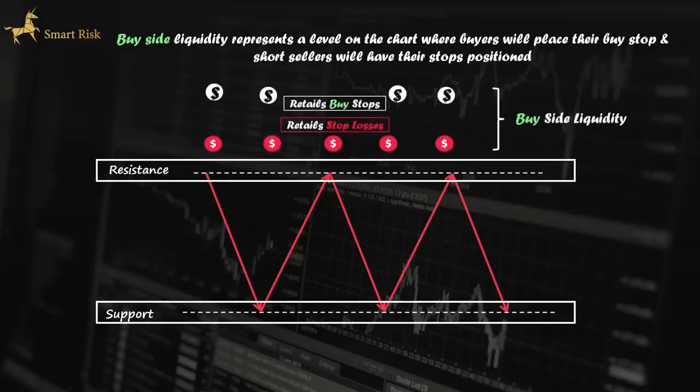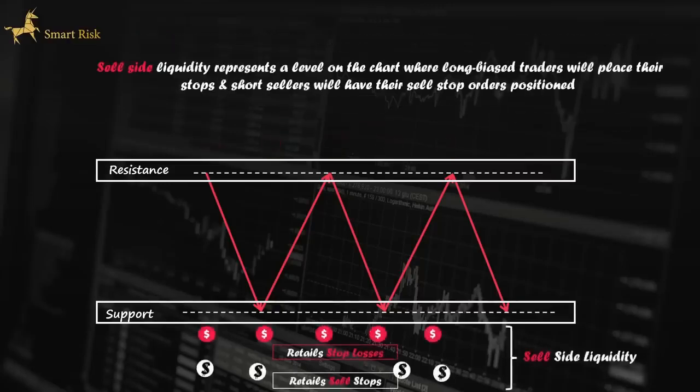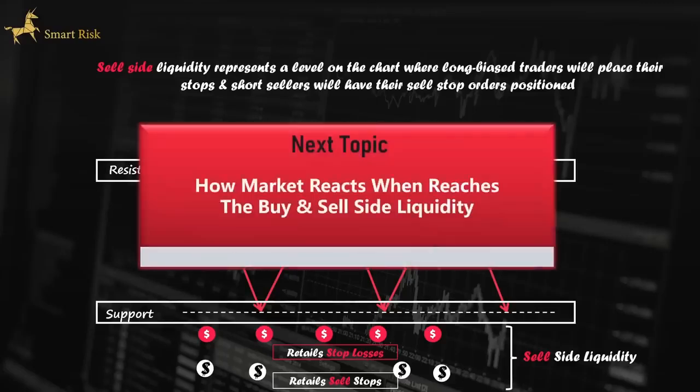Buy-side liquidity represents a level on the chart where buyers will place their buy stop and short sellers will have their stops positioned. And it is going to be on the buy side of the chart. And the sell-side liquidity is just the opposite. It represents a level on the chart where long bias traders will place their stops and short sellers will have their sell stop orders positioned. And it is going to be on the sell side of the chart. Now let's see how the market reacts when it reaches the buy and sell side liquidity.